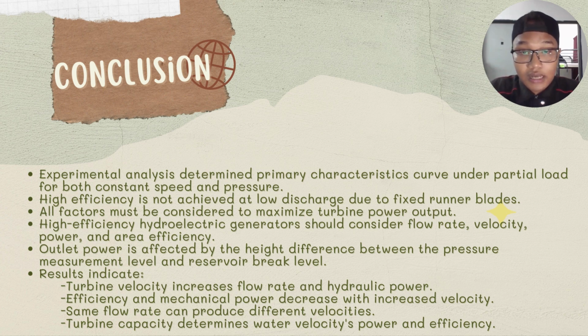Outlet power is affected by the height difference between the pressure measurement level and the receiver brake level. Results indicate that as turbine velocity increases, flow rate and hydraulic power increase, while mechanical power and efficiency decrease with increased velocity. The same flow rate can produce different velocities. Turbine capacity determines water velocity, power and efficiency.